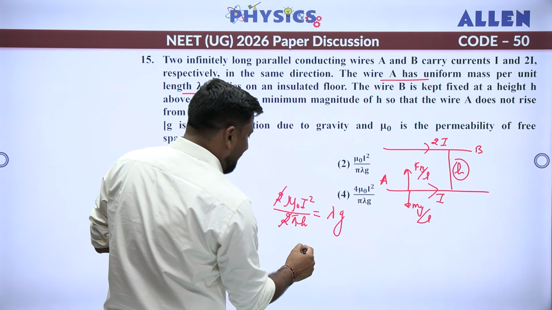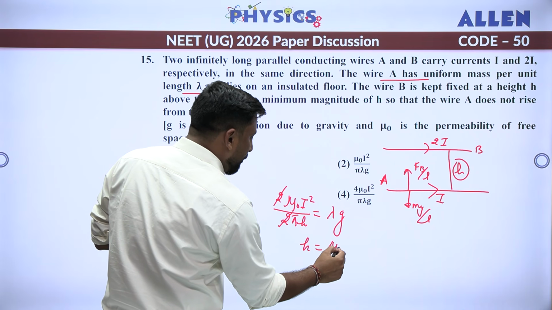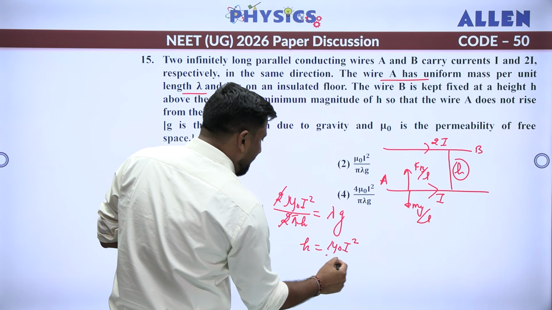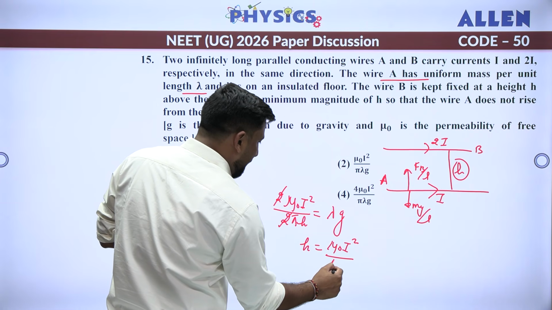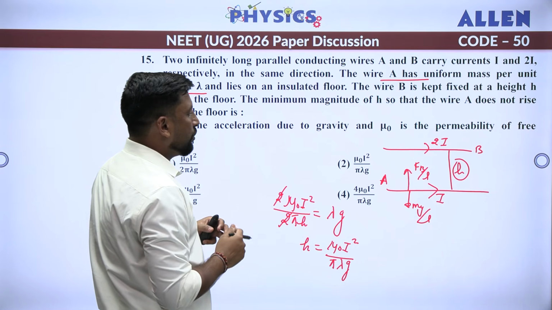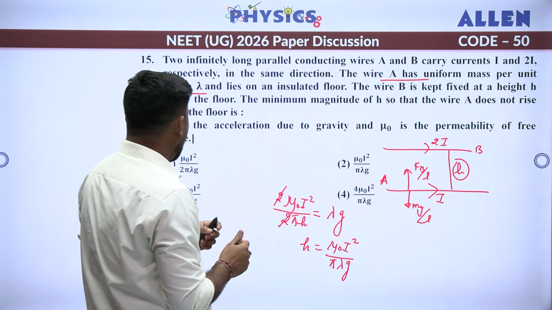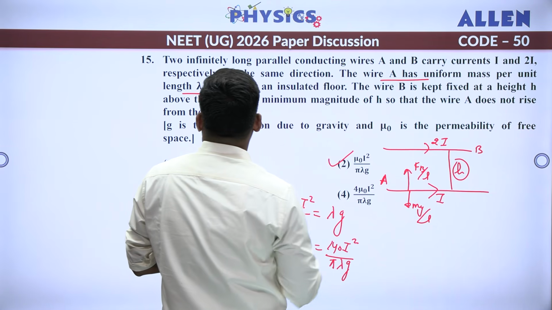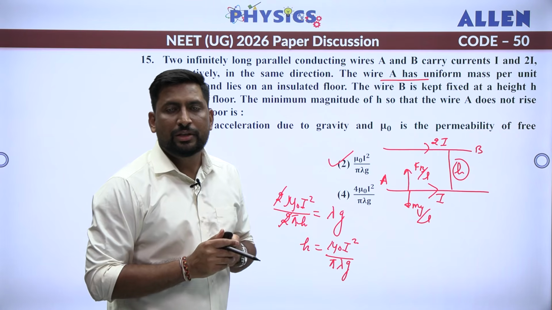In this we want to find the H. So H will be equal to mu naught I whole square divided by pi lambda g. So it is matching with option 2. So for question number 15, option 2 is correct.